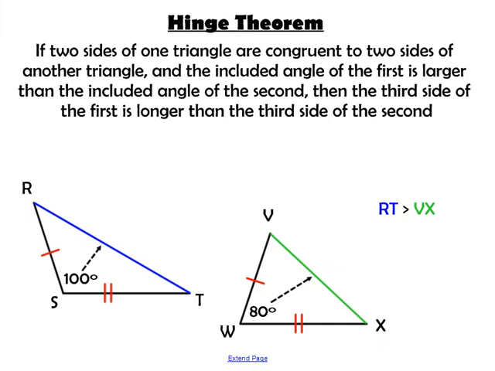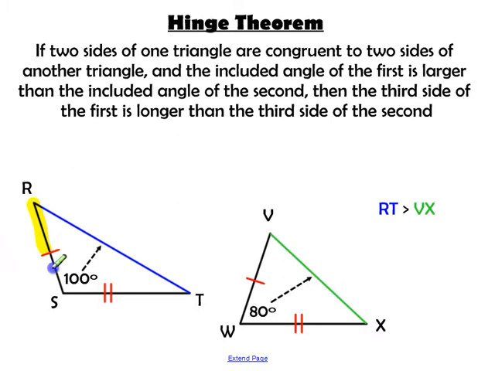The Hinge theorem compares 2 triangles, and it states that if 2 sides of one triangle are congruent to 2 sides of another triangle, and the included angle of the first is larger than the included angle of the second, then the third side of the first triangle is longer than the third side of the second. So I know that's really wordy, so let me try to explain it in simpler terms.